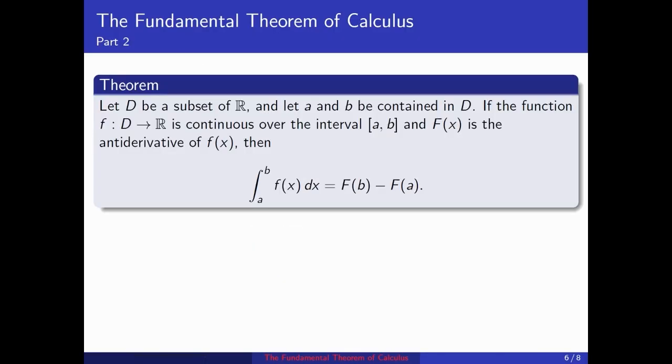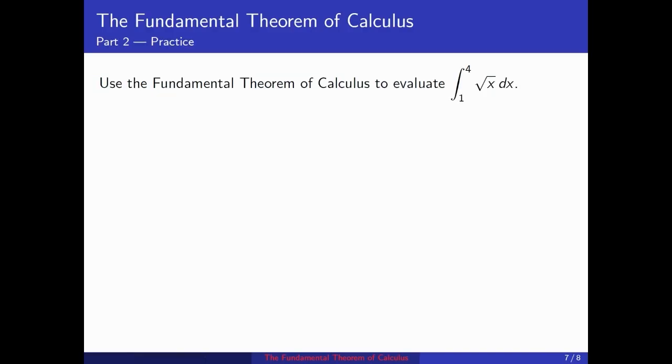On to the second part of the fundamental theorem of calculus. Let D be a subset of the real numbers, and let A and B be contained in D. If the function f from D to the real numbers is continuous over the closed interval from A to B, and F of x is the antiderivative of f of x, then the integral from A to B of f of x dx is equal to the antiderivative of b minus the antiderivative of a.